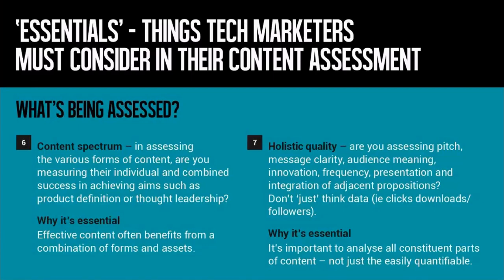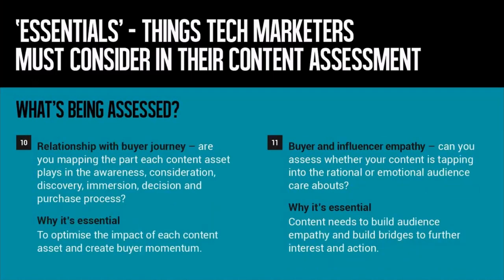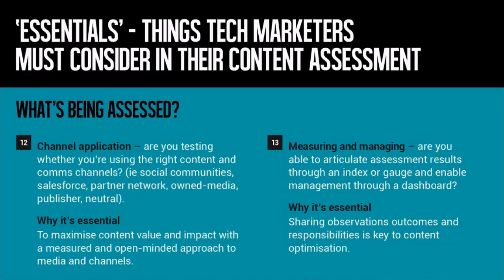Then you need to look at a few criteria about what's being assessed. Within the scope of what you're looking at, are you looking at the whole spectrum? The 8 E's we referred to earlier in this web briefing. Are you looking at the quality, the value and the power of influence? How effective is your top tier of strategic content, your opinion forming and agenda setting assets? And are you assessing the quality, the mojo, the magic, the energy? How do the assets relate to the buyer journey? And are you really empathetic to the care-abouts and aspirations of your audience? And are you considering or testing whether you're using the right content through the right channels? And what's your chosen method for measuring, scoring and reporting your results to peers and leaders?